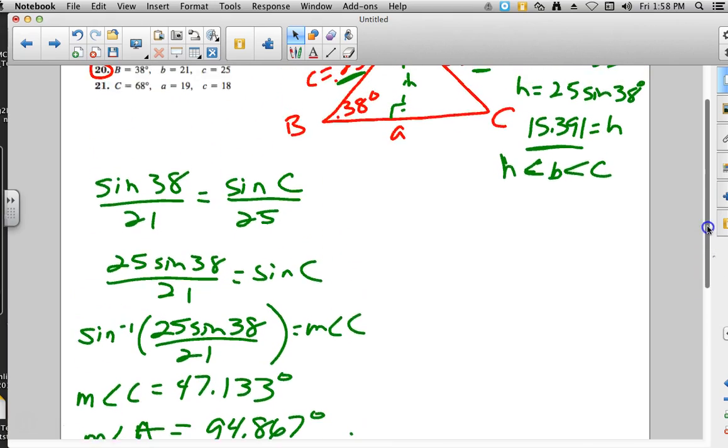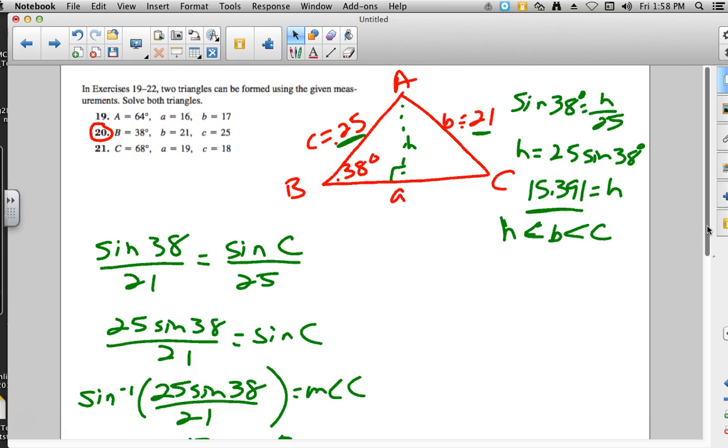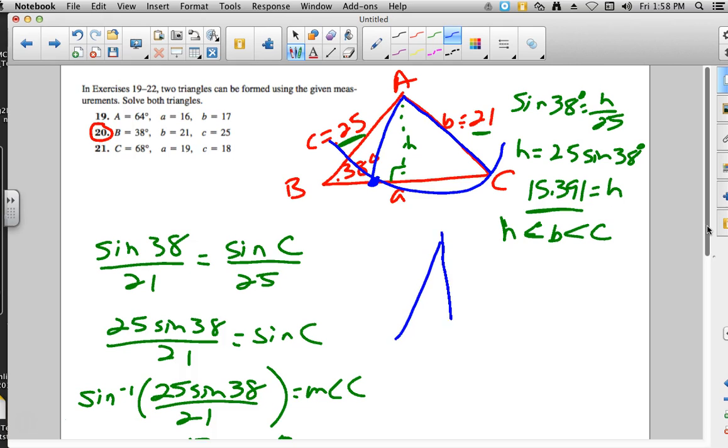And now we have to go back and get our sliver triangle. Because again, what's going to happen here is this length will allow us to swing this back over and intersect the base of that triangle again. And that sliver of a triangle will also be formed. So B sub 2 is going to be 38 degrees, but we need to figure out what C sub 2 is and A sub 2. But this is still 21 and this is still 25.